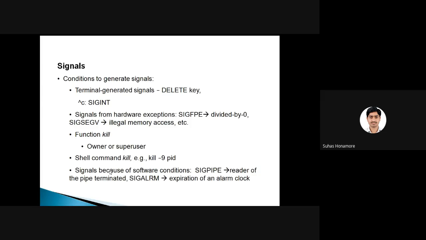Maybe you set some alarm, and after the alarm timeout the signal will be generated automatically. Normally the alarms and pop-up kinds of things you see in your normal systems are all written internally using SIGALRM only. Suppose you want to communicate between two processes using a pipe. If the pipe is terminated, or if there is an underflow or overflow, depending on that you will get the SIGPIPE signal.